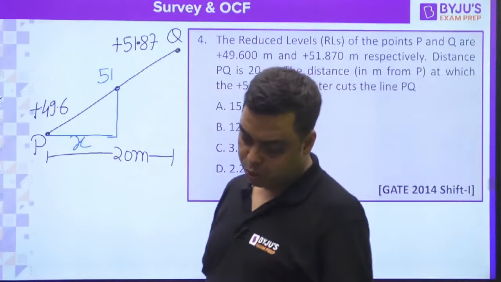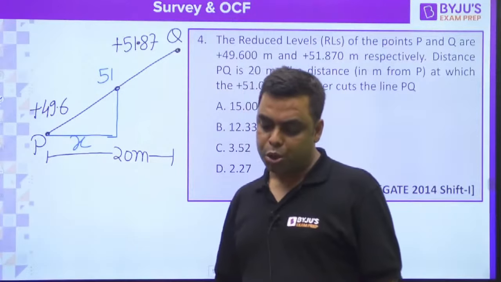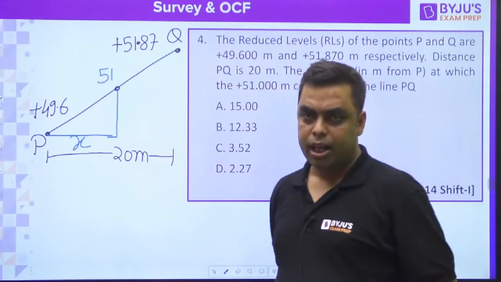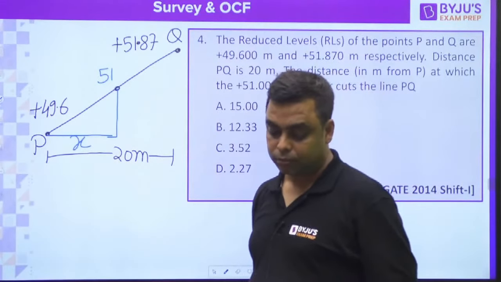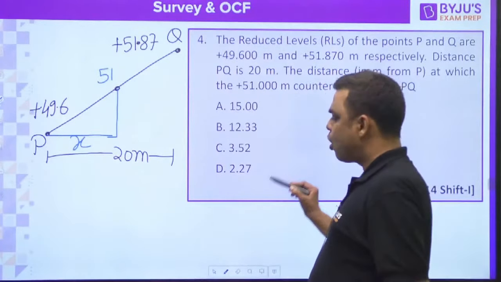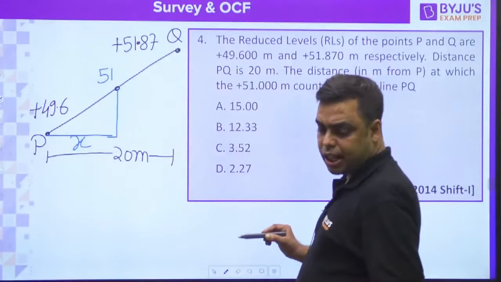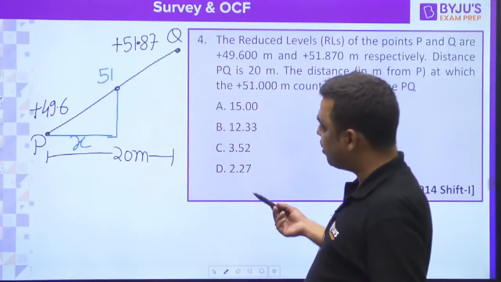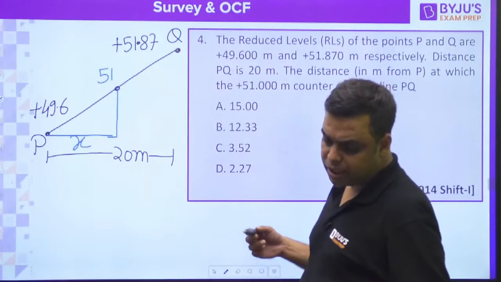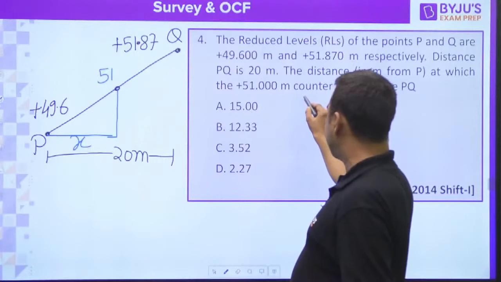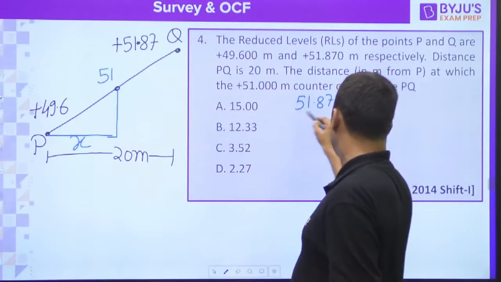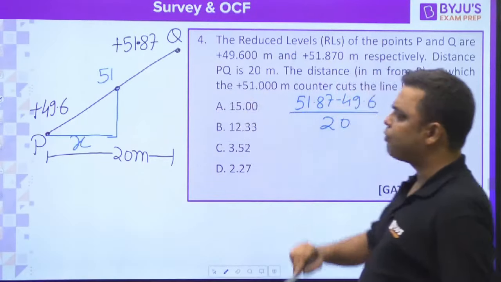So what to do, guys? Let me know that. Similar triangles, yes. Interpolation, yes. Agreed. So how to write this? Let me write this, guys. Or what we can do, we can also determine the slope, right? So we can simply write 51.87 minus 49.6 divided by 20. This will be the slope of the line.